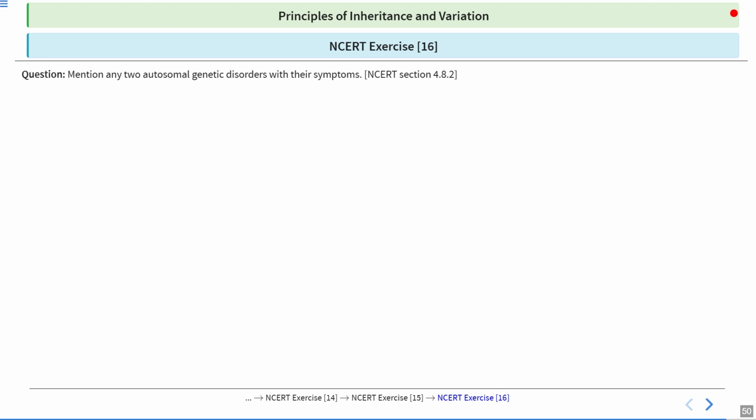The next question: you have to mention two autosomal genetic disorders and their symptoms. They are just asking straightforward questions here. Genetic disorders can be linked to autosomes or to sex chromosomes as well. You have to just mention two autosomal genetic disorders with their symptoms. For more information, you can read NCERT section 4.8.2. So let's have a look at the answer for this question.